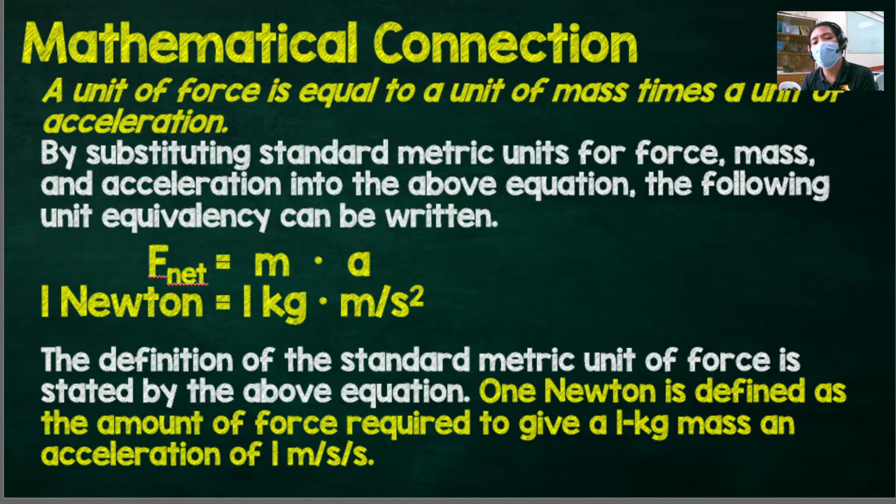The unit of force is equal to the unit of mass multiplied by the unit of acceleration. By substituting the standard metric units of force, mass, and acceleration into the above equation, the following units can be written. 1 Newton is equal to 1 kilogram times meter per second squared.